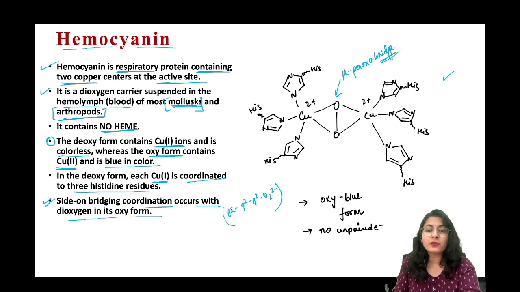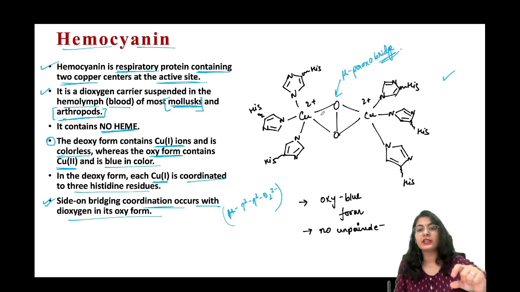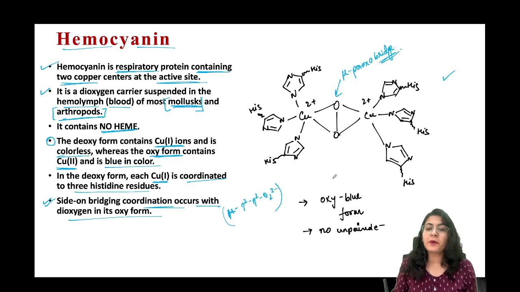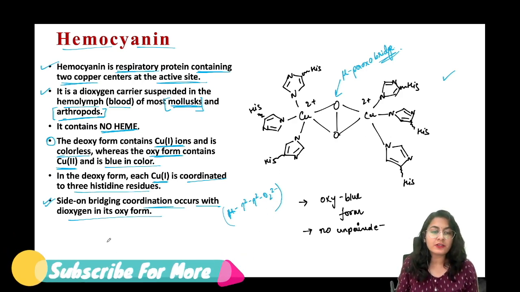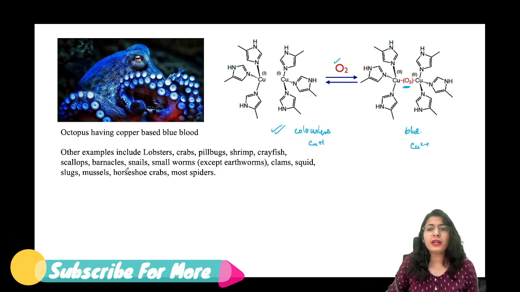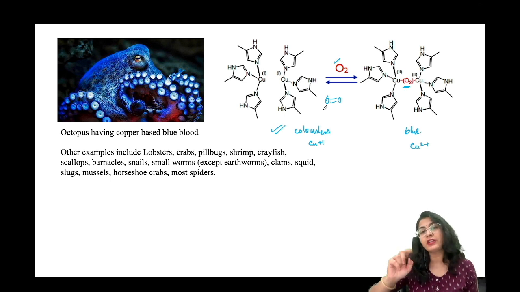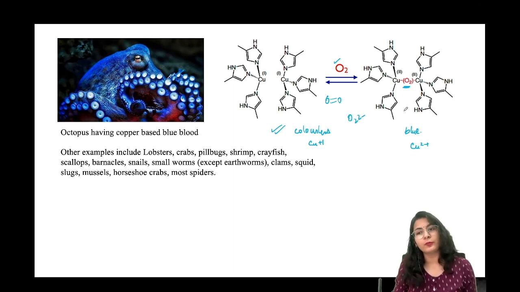Why is it written like this? Mu is for bridging, eta2 is for hapticity, that on each side this dioxygen is showing an eta2 hapticity on this side also and on this side also. So it is a peroxide, O2 2-. Why is that so? Because when you are having copper 1+, you are having the dioxygen trying to connect to it. So each copper is going to give it 1 electron. So one electron each comes to the oxygen, then it becomes O2 2- and the copper becomes Cu2+ like this. That's why it is there in the peroxide form.